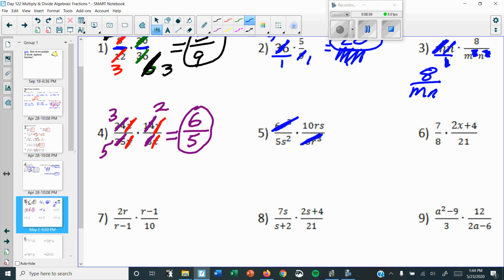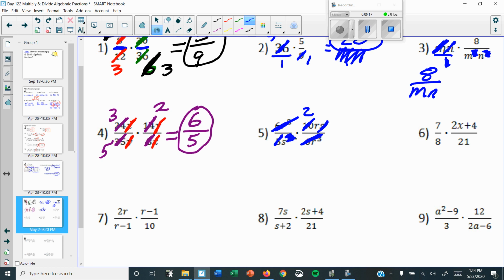Okay, so here we go. 10 and 5, what goes into both? 5. 5 divided by 5 is 1. You could put a 1 there, but you don't have to if it kind of just disappears. 10 divided by 5 is 2. What else can you do? I see S's. There's an S on top and 2 S's on the bottom, so I'm left with 1 S.